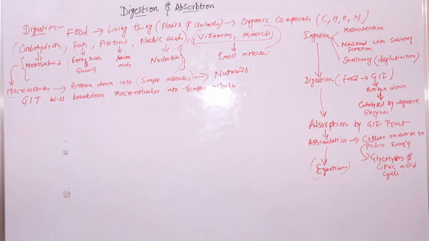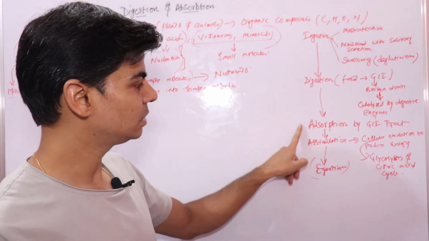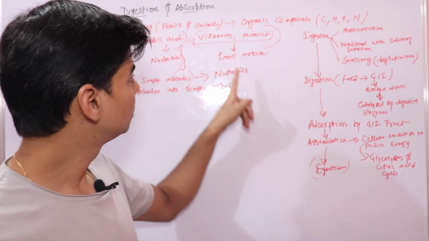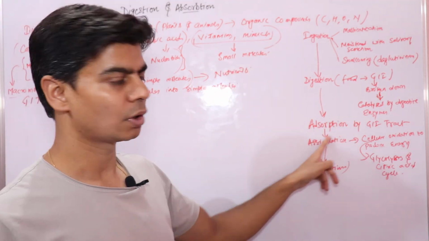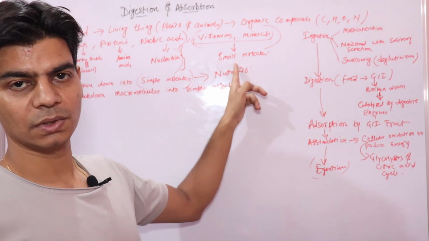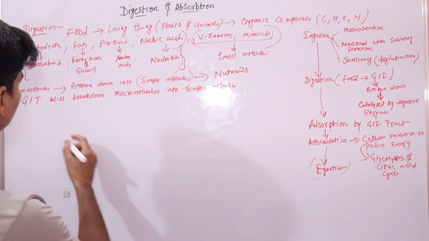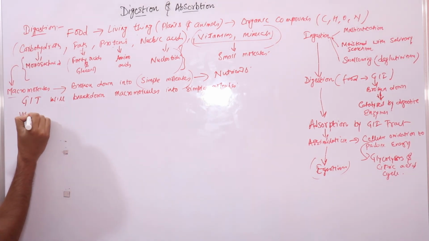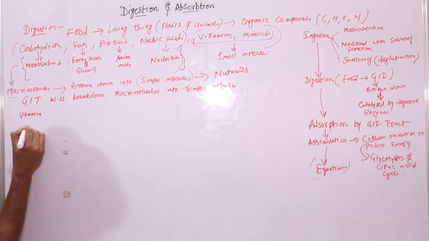and finally absorption. These bigger molecules will undergo ingestion, digestion and finally absorption. But these simple molecules, vitamins and minerals, can be directly absorbed by our body because they are small molecules. So they do not need to undergo digestion. And what are these vitamins and minerals? Vitamins and minerals we need in our diet in small amounts.